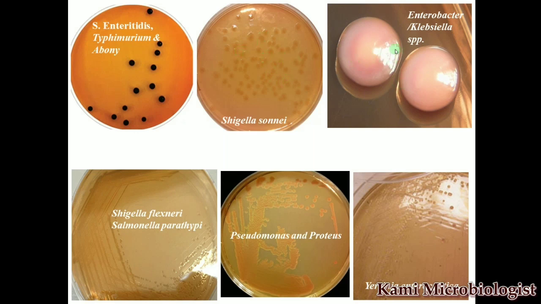These are the mucoid colonies of Enterobacter and Klebsiella. A little difference between Klebsiella and Enterobacter is that the Enterobacter colony is a little smaller as compared to Klebsiella. Then we have Shigella flexneri and Salmonella paratyphi. Both have the same colony, but if you want to differentiate further, you will perform biochemical tests. Then these are the growth of Pseudomonas and Proteus. The difference is just that Proteus will show a fish-like odor, Pseudomonas will show a pungent smell. Then we have Yersinia enterocolitica. This is the colorless colony, as you can see. So these are the bacterial colonies using this media.